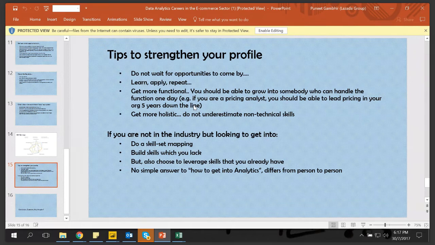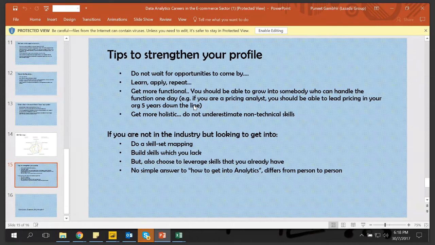If you're not in the industry, but you're looking to get into it, I would suggest the first thing you do is a skill set mapping. The chart which I showed on the last slide, that exactly was the purpose, for you to understand where lie your strengths right now, where lie your weaknesses, so that you can work on that. You can build skills which you lack, but you should also choose to leverage skills that you already have.